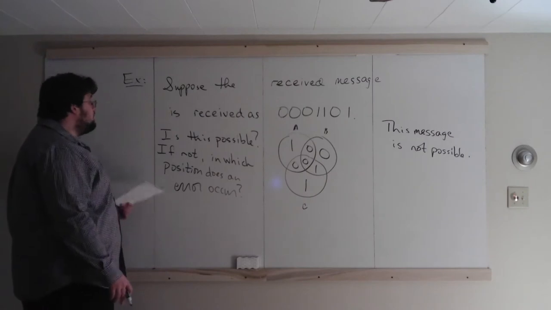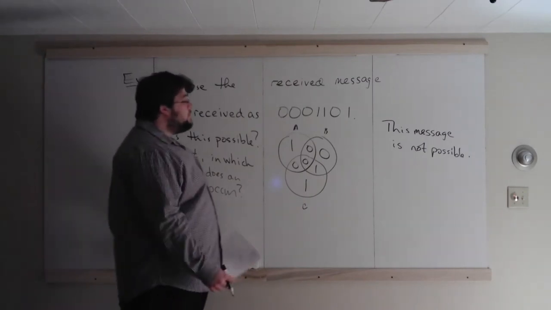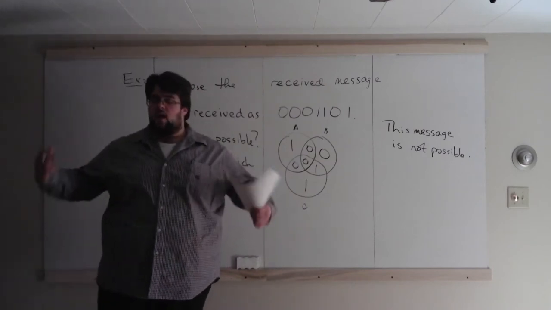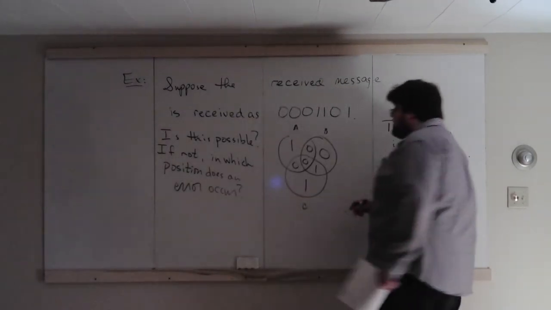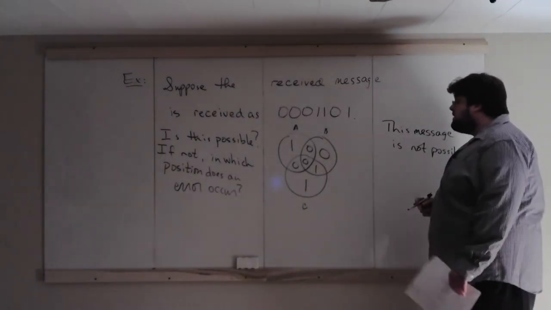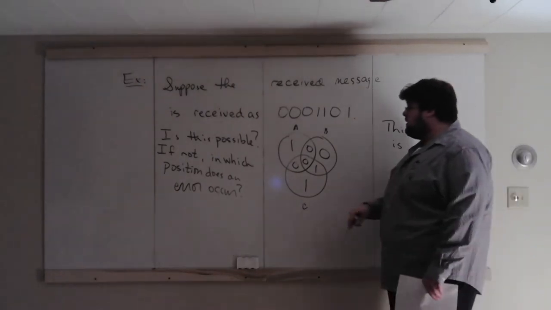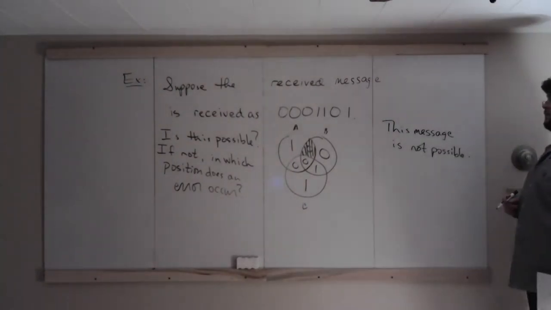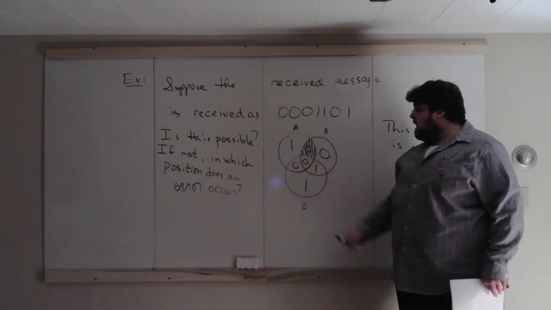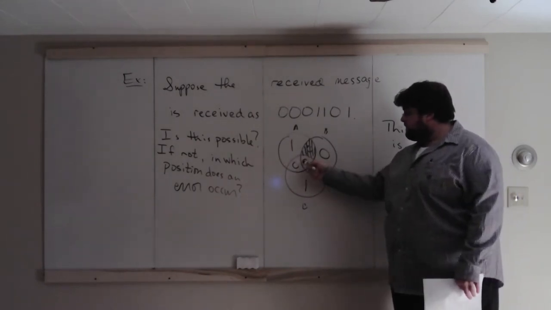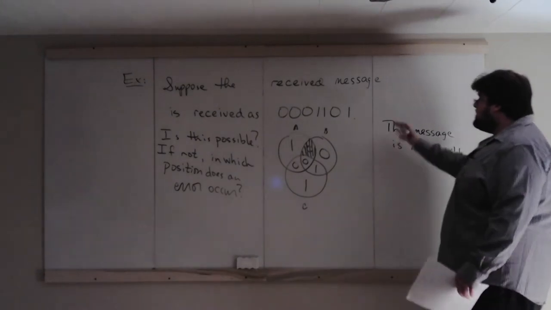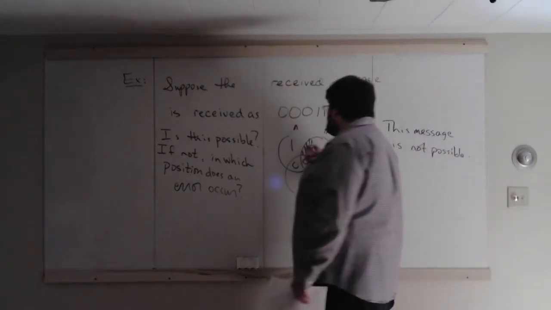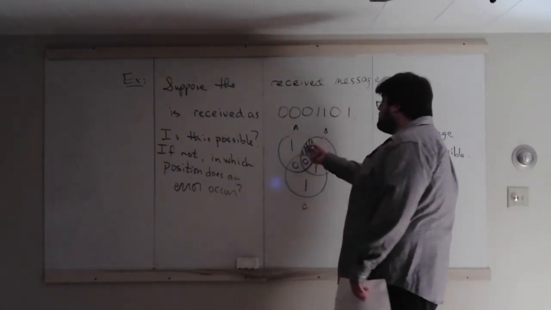And if it's not possible, in which position does an error occur? Well, remember what we just showed. We just showed that the error happens in A, and the error happens in B. So which of these seven regions hits exactly A and B? Well, this one hits A and B. This one down here is A and C. This is just A. This is just B. This is B and C. That's A, B, and C. And we know from these computations that the error occurs in A and B. And which region that corresponds to is region 1.